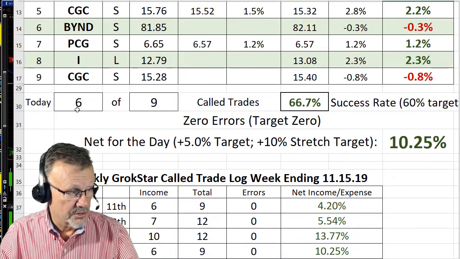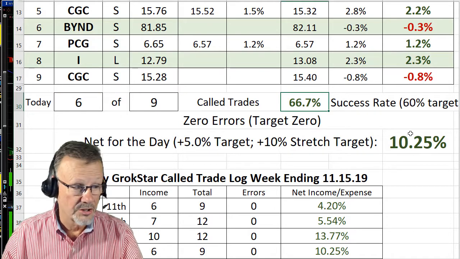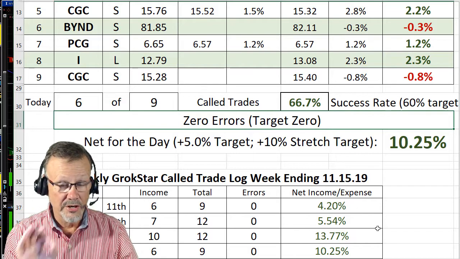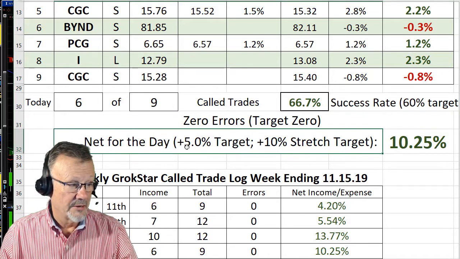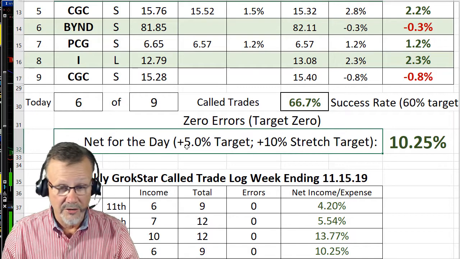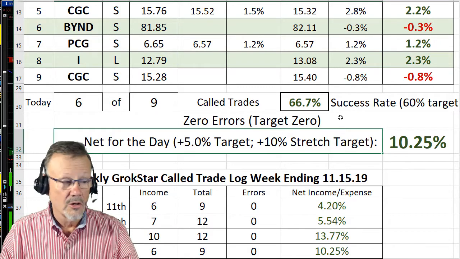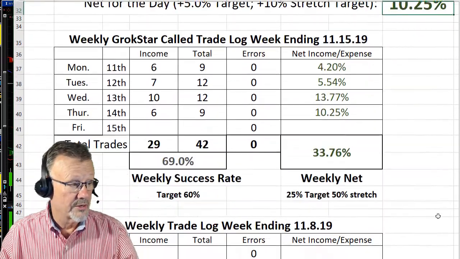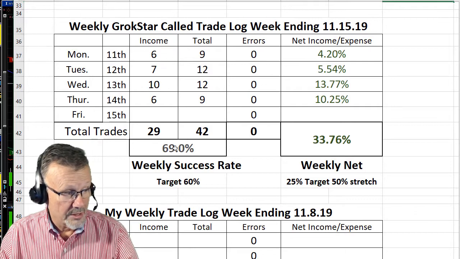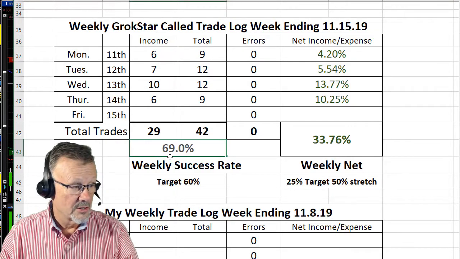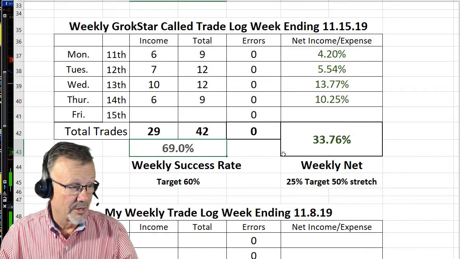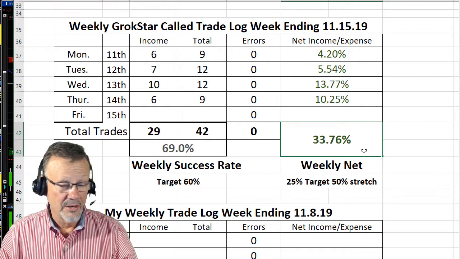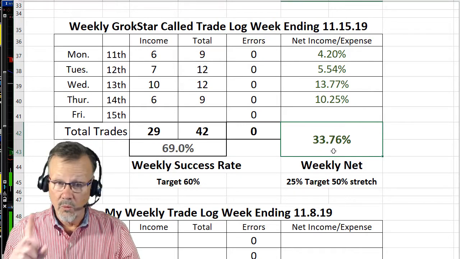Not bad. Here's our statistics. 6 out of 9 trades for 66%, which exceeds our target of 60%. And 0 errors today. We're always looking to trade our trading rules exactly, which I did today. And then 5% is our target per day, or $500 for a model portfolio equivalent, or 10% today. We were just right there at the 10% level. We've had a very strong week here, as you can see. For the whole week now, we're at 69% after 4 days of trading. 69% of our trades we made money on, and then 33% net so far for the week. And the model portfolio, again, has about $3,300 with one more day to trade.